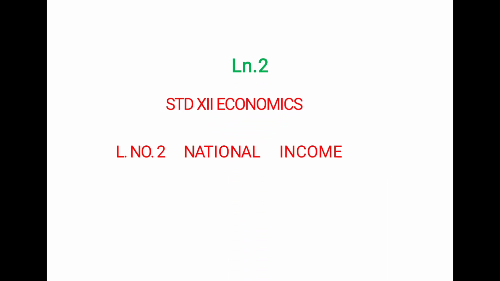This is Shailaja with Class 12 Economics, Lesson number 2, National Income. Today we are going to see 2.5.2, that is Income Method. Income method is also called the factor earning method.